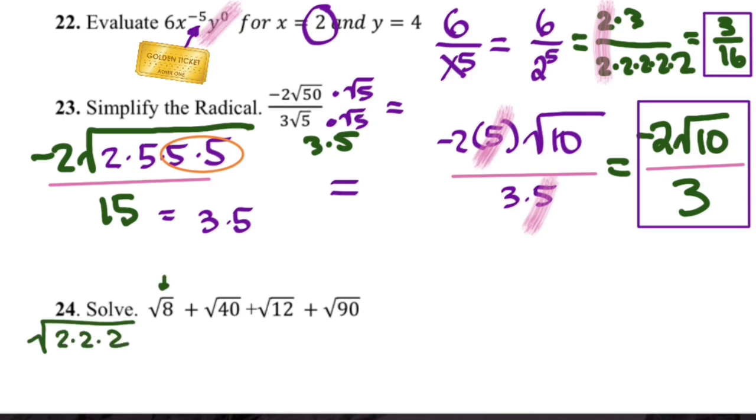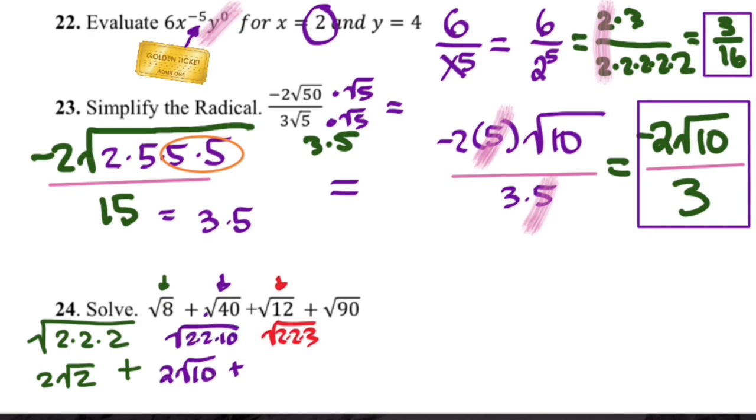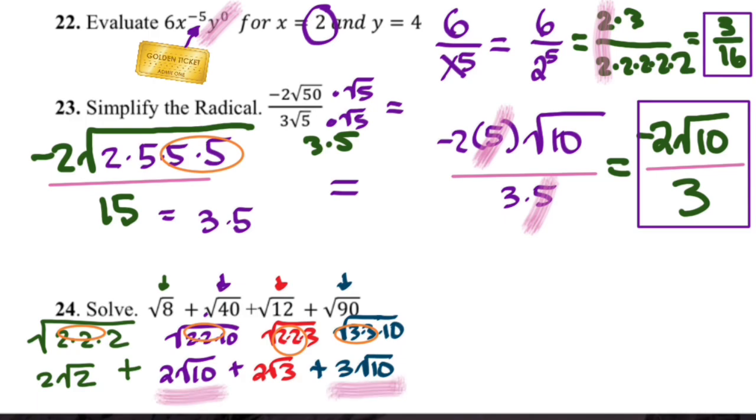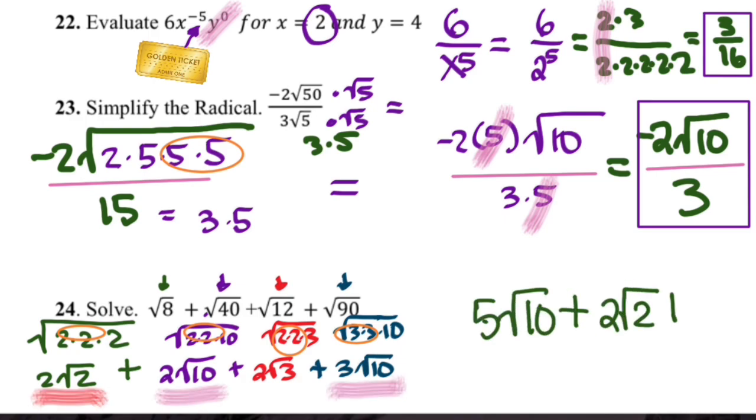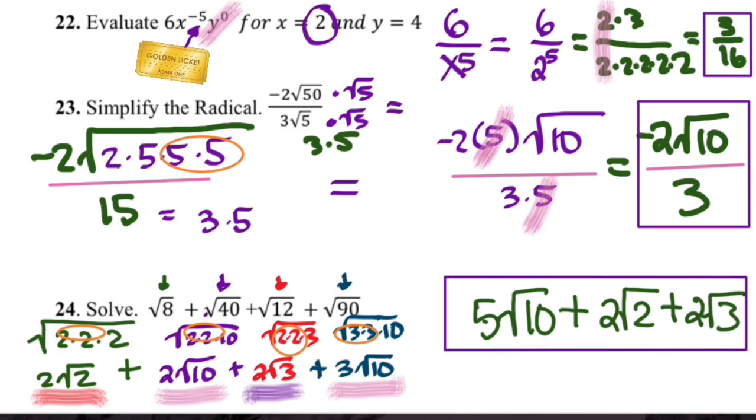24, I need to simplify these first to see if I can get a common base. The green one is the first problem, the purple is the next. Then I have red and blue. And I go ahead and take out the perfect squares here. Like this had just one set of 2's. Same with this one, same with this one, same with this one. Now I see what bases I have left over, and I see a couple have square root 10, so I can combine those terms, and then the others cannot be combined.